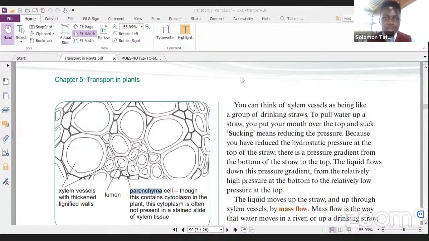So we're talking about the parenchyma cells and how we should think about strength when we see parenchyma cells. They surround the vascular bundles.